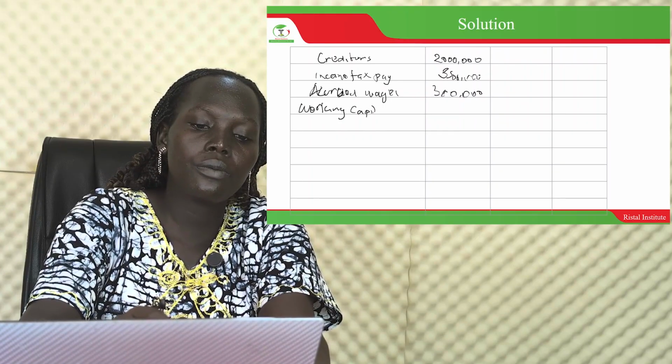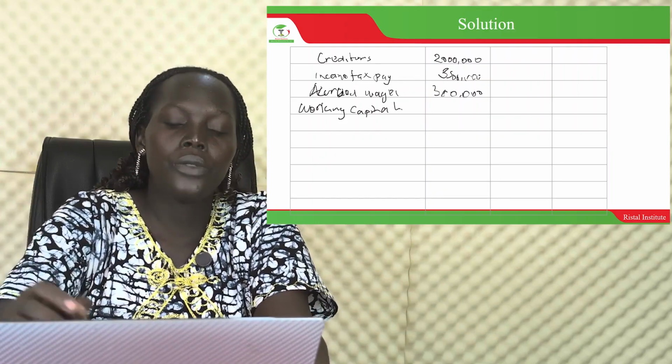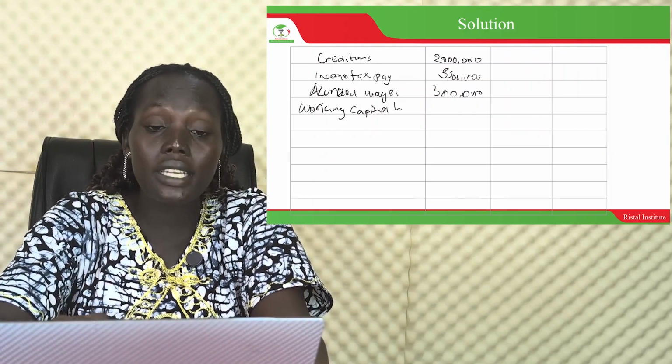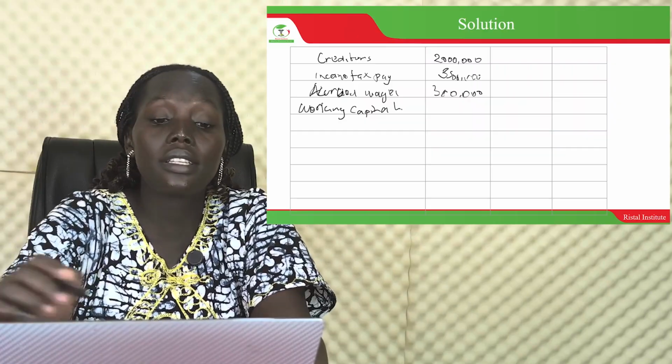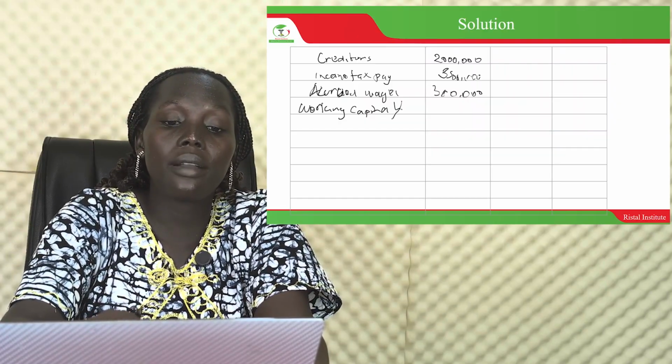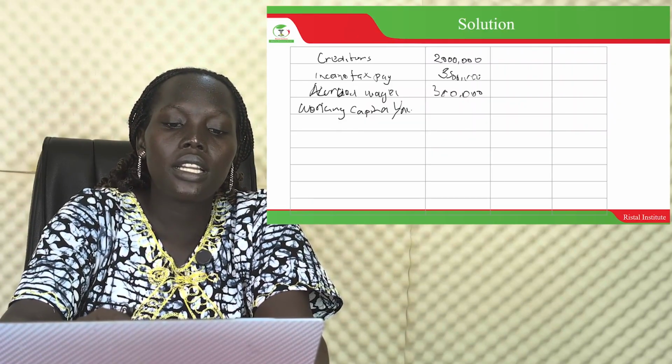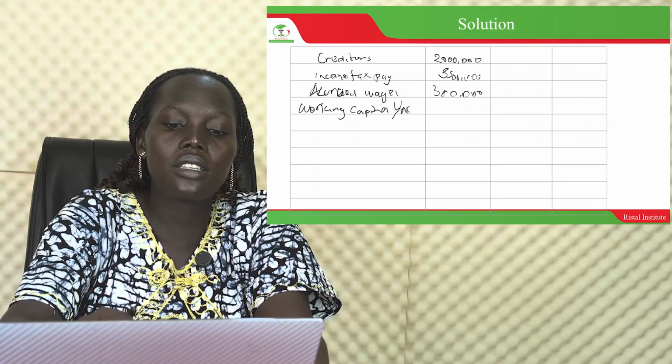And then we get our working capital, or we can call it net current asset. Another name for working capital can be net current asset.